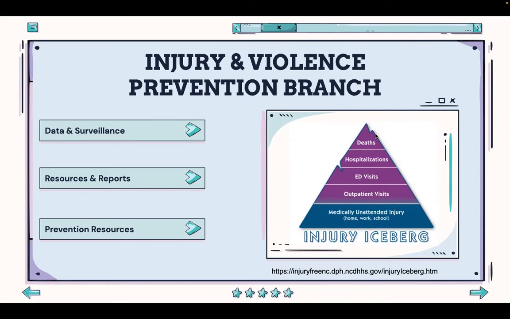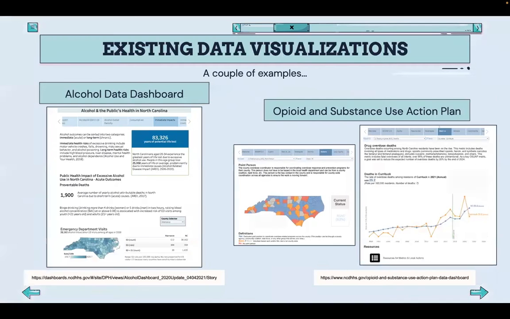So this is a little graphic from the Injury-Free NC website showing the quantities of types of injuries, and it's a little preview of where our data comes from for this project. We were looking at the top 3 on this triangle: deaths, hospitalizations, and ED visits.